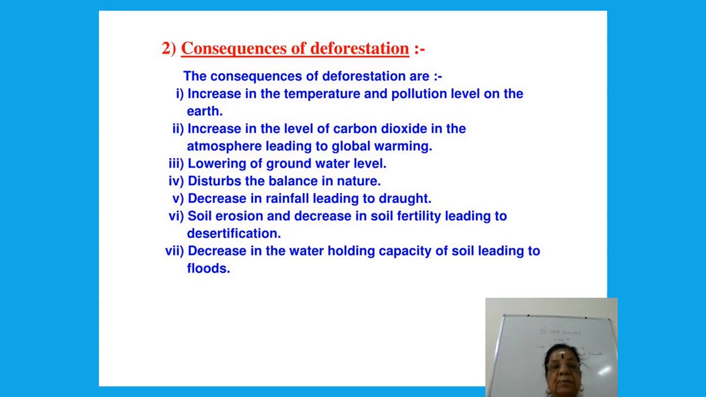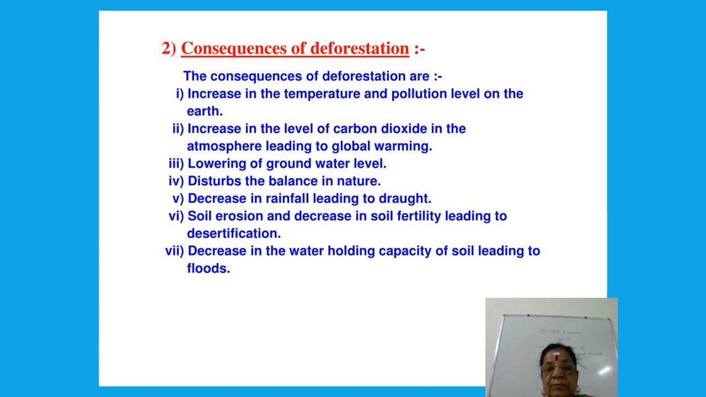Increase in the level of carbon dioxide in the atmosphere leads to global warming. Normally, plants prepare food by the process of photosynthesis. Carbon dioxide is taken from the atmosphere and oxygen is given out. When trees are cut, the process of photosynthesis will automatically decrease. So carbon dioxide is not utilized by the green plants, and that will lead to global warming.